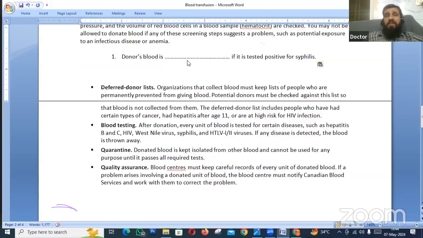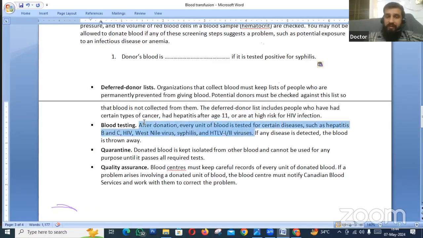You are thinking the donor's blood is unuseful, unmatched, contaminated, okay, like this. But you have to find the answer in the text, okay? If donated, every unit of blood is tested for certain diseases, so syphilis is given here. So your answer is not in this sentence.